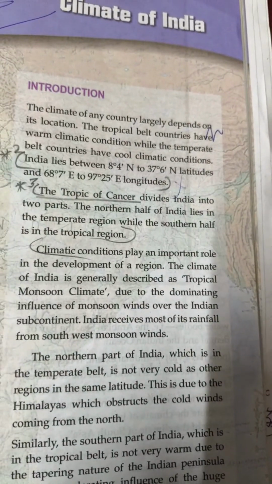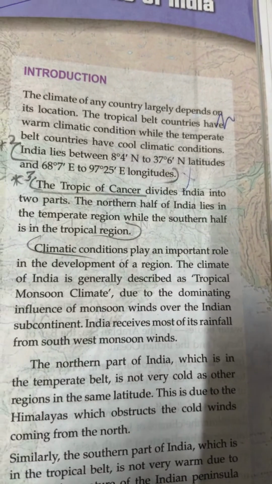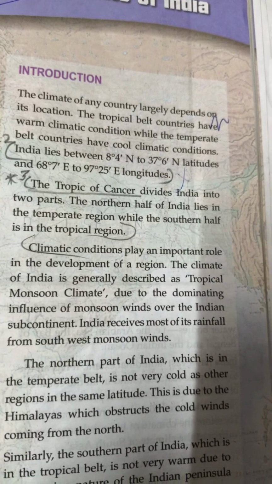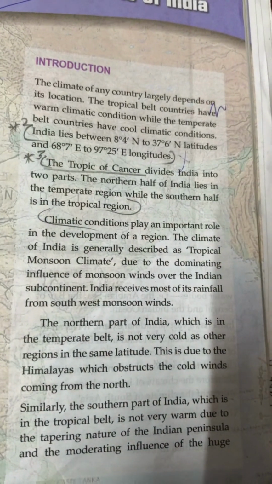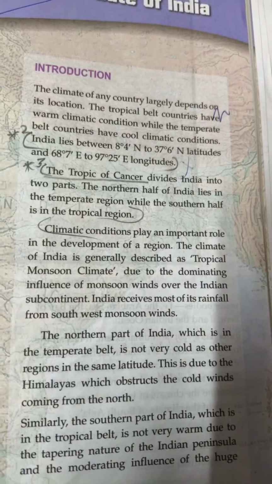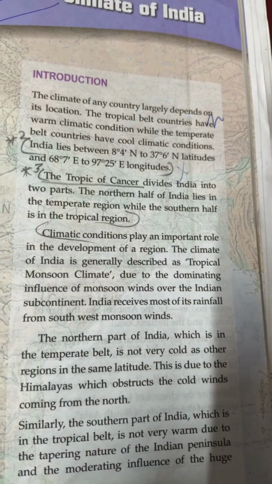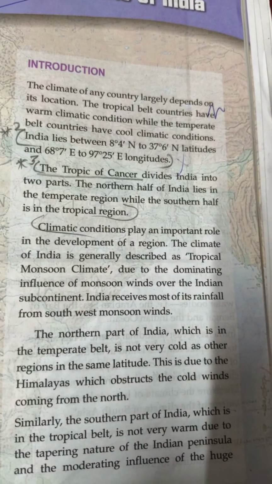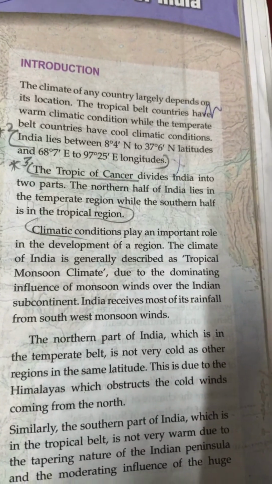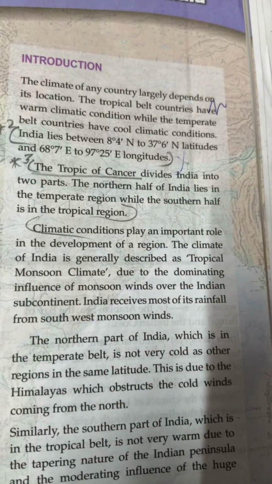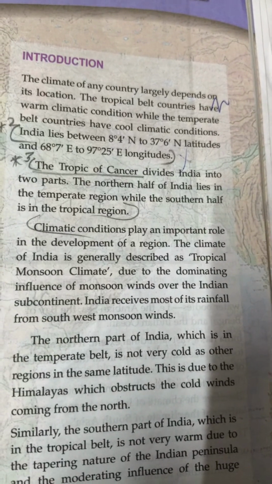Now, the Tropic of Cancer divides India into two parts. What divides India? The Tropic of Cancer. Now these are not important things; I will show you the important things first. The Tropic of Cancer divides India into two parts. The northern half of India is in the temperate region, while the southern half is in the tropical region.